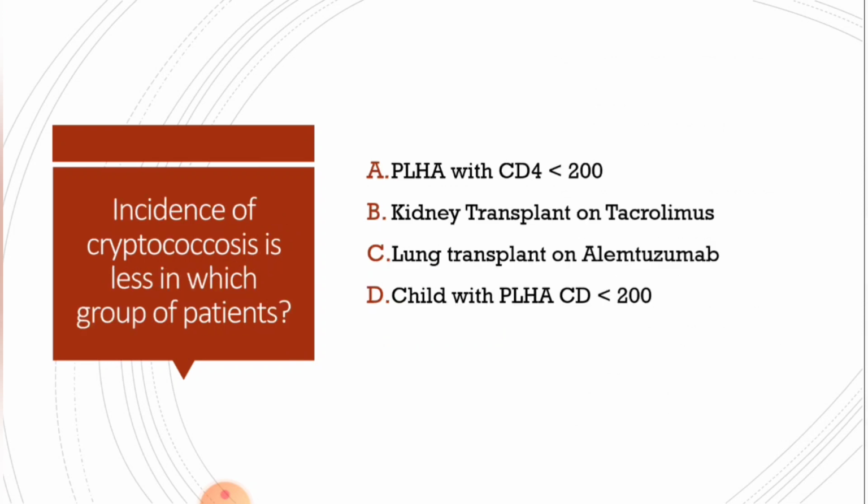So incidence of Cryptococcus is less among which group of these patients? PLHA with CD4 of less than 200, kidney transplant on tacrolimus, lung transplant recipient on alemtuzumab, and child with PLHA having CD4 of less than 200. So basically the answer is child with PLHA of CD4 less than 200. The children are at very low risk, even if they are PLHA. That is why in this population you will not even be giving the secondary prophylaxis.